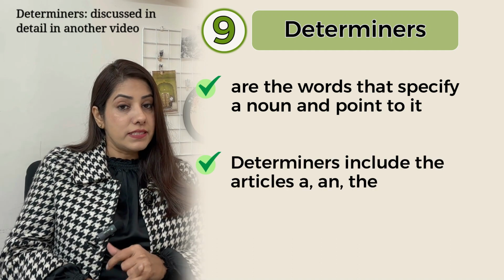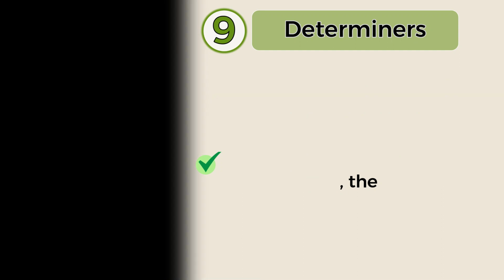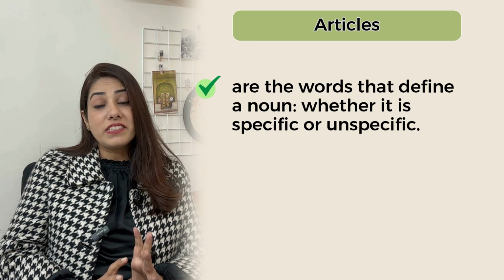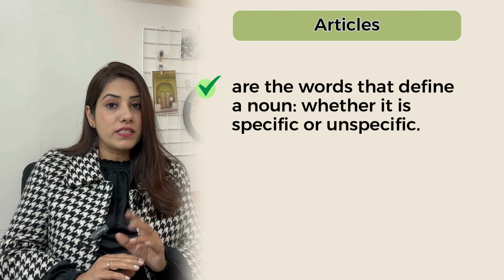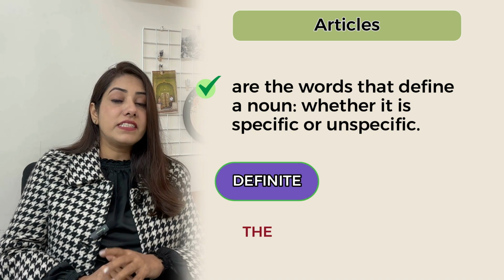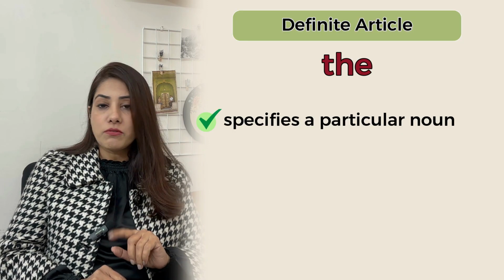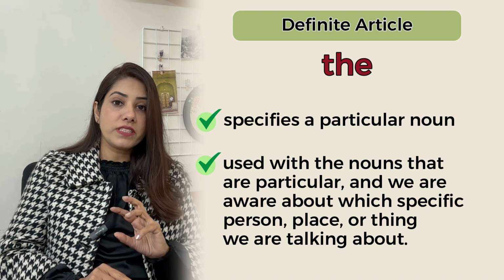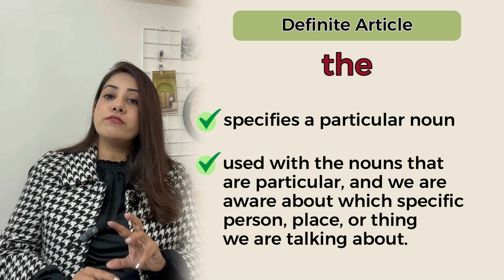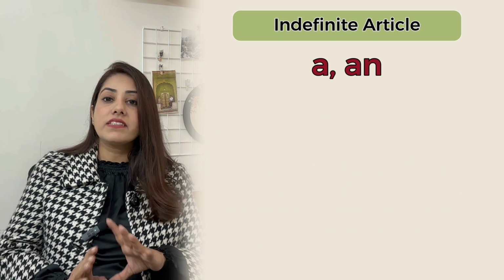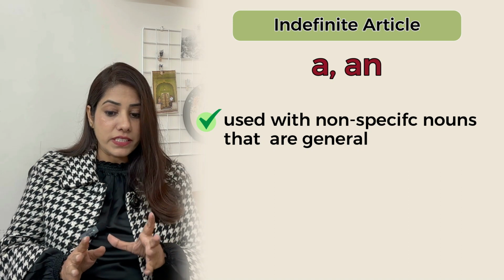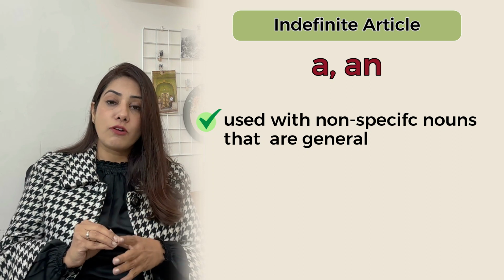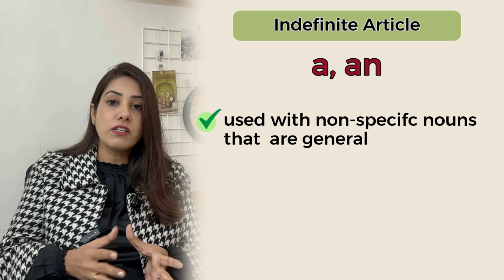Determiners. Now, the determiners are the words that specify a noun and point to it. Determiners include articles, a and the. Articles are the words that define a noun, whether it's specific or unspecific. On the basis of that, there are mainly two kinds of articles: definite articles and indefinite articles. The definite article is the, and it specifies a particular noun. So when we know about which particular noun we are talking about, we use the article the. And the indefinite articles are a and an. When the item or the noun is non-specified and we are not sure about which particular noun we are talking about, we use the article a or an.